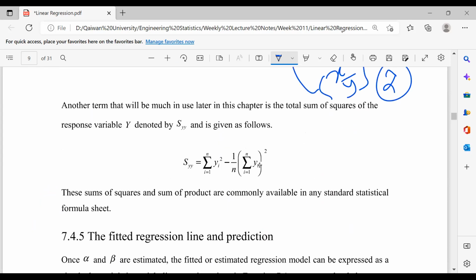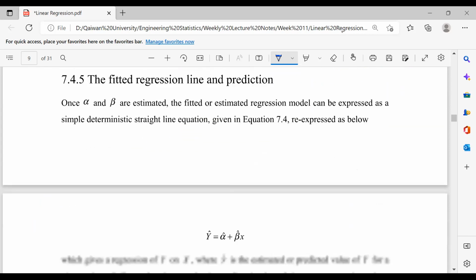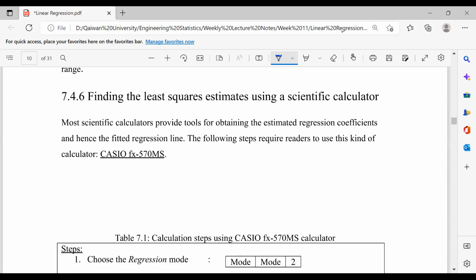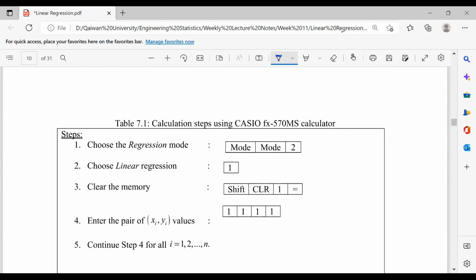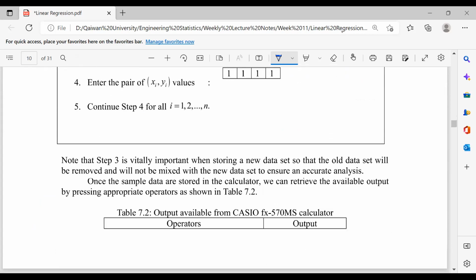And here we have S sub yy. S sub yy is the sum of yi squared minus 1 over n, the sum of yi, all squared. Here, it's how to use that type of Casio calculator for finding these summations. You don't need it.